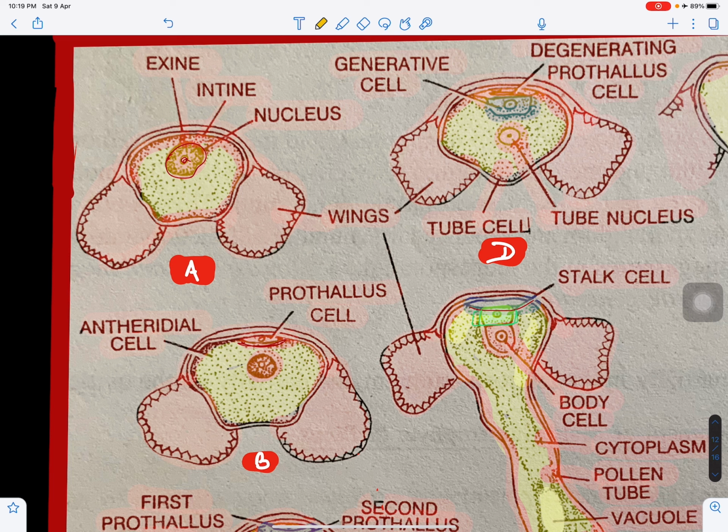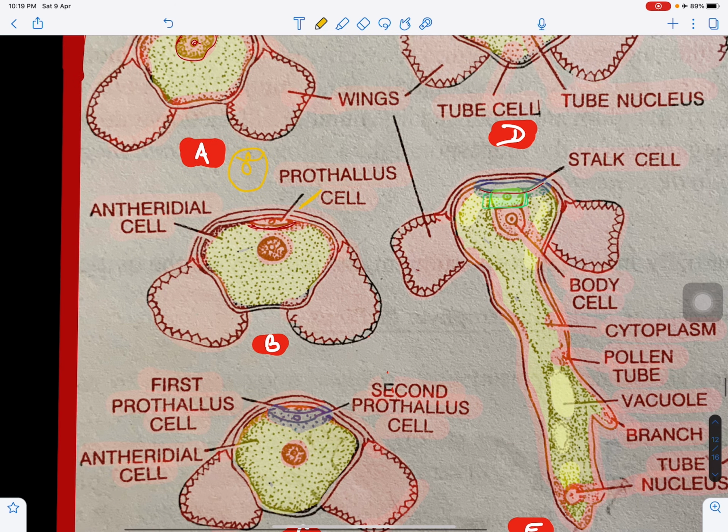And how does development take place? Now this is the pollen grain, this is its nucleus. This will divide into two nuclei and a wall will be produced, and the first prothallus cell will be produced. This is the first prothallus cell. Now this will again divide into two nuclei and again a wall will be produced. This will be the second prothallus cell. So first prothallus cell and second prothallus cell.